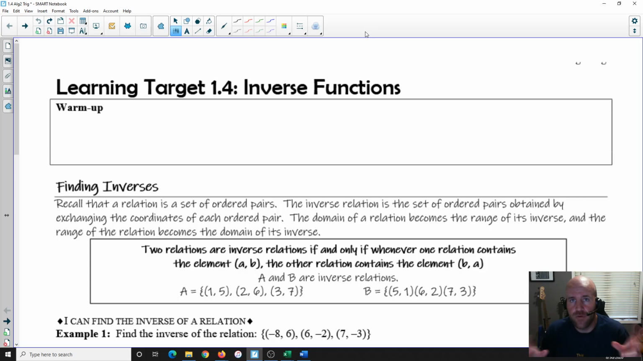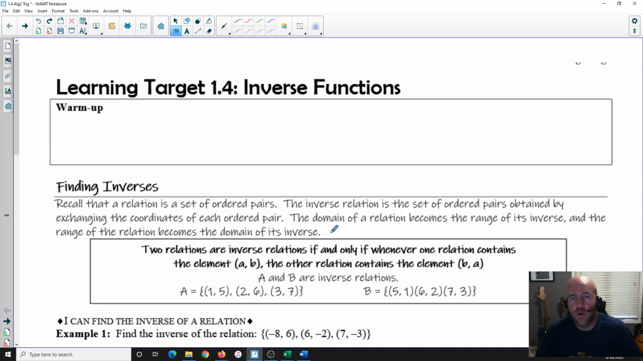On a graph, if you were to graph both the original function and the inverse function, they would be a mirror image of each other over that diagonal y equals x. So in a relation, you guys dealt with relations in algebra. It's just a set of ordered pairs or a set of coordinates that have a special relation to each other.